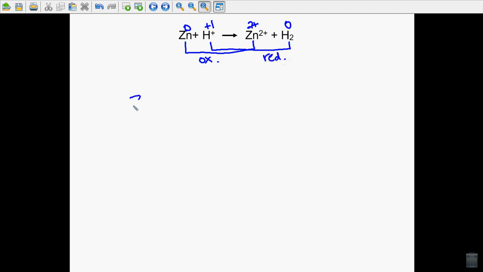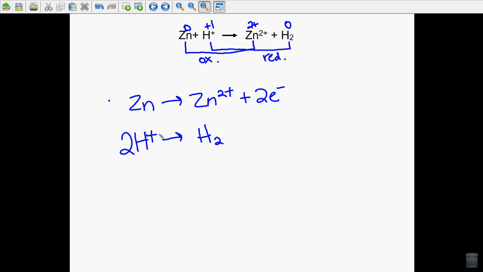And I'm going to write my half reactions. So zinc goes to zinc 2+, and hydrogen+ goes to H2. Okay. So my zincs are balanced. I just need to balance my electrons. Here, I've got 2 hydrogens, so I really need 2 hydrogens over here. And then I'm going to look at my charges. So I have a 2+ charge over here. I have a 0 over here. So I need to add 2 electrons over here. Then I'm going to rewrite my equation.